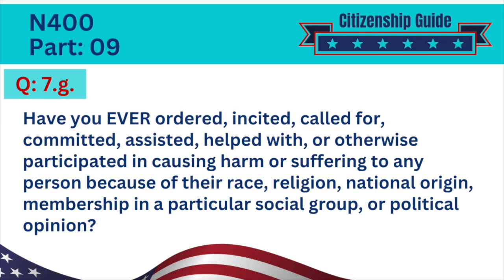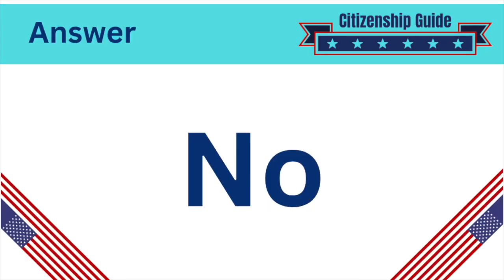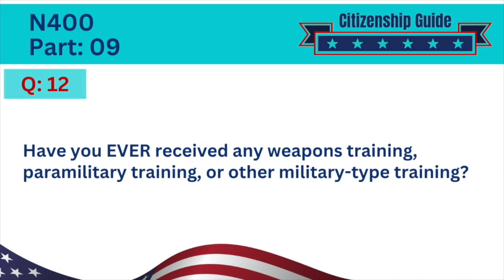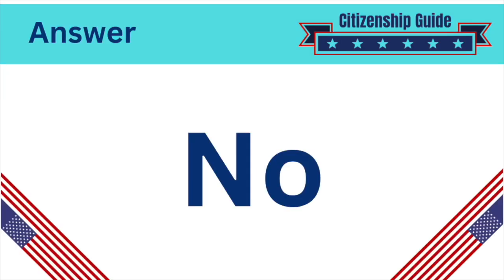Have you ever ordered, incited, called for, committed, assisted, helped with, or otherwise participated in causing harm or suffering to any person because of their race, religion, national origin, membership in a particular social group, or political opinion? No. Have you ever received any weapons training, paramilitary training, or other military-type training? No.